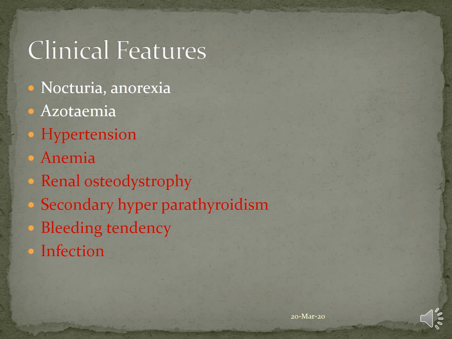It can lead to secondary hyperparathyroidism, because, as I told you, it works with the parathyroid gland in maintaining the calcium level of the blood. Chronic renal failure patients may also have a bleeding tendency, because of the effect of this renal disorder on blood platelets. It causes thrombocytopenia, and because of this thrombocytopenia, the bleeding tendency is more. And due to all this, the patient is again susceptible to superinfection or secondary infection.